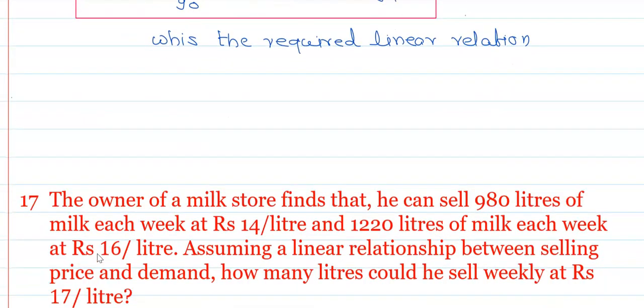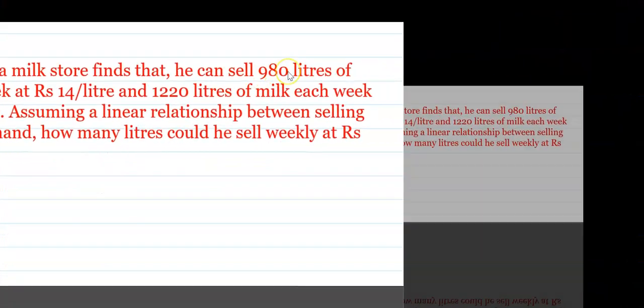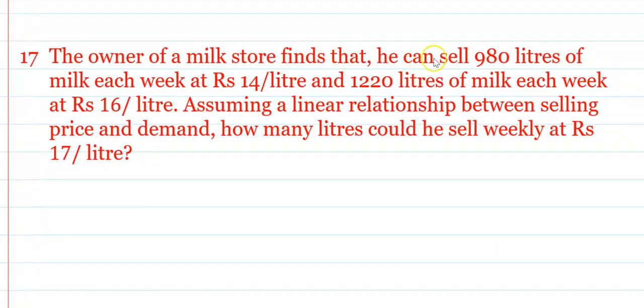Now the next problem. The owner of a milk store finds that he can sell 980 liters of milk each week at rupees 14 per liter and 1220 liters of milk each week at rupees 16 per liter. Assuming a relationship between selling price and the demand, it's a linear relationship. How many liters could he sell weekly at rupees 17 per liter?